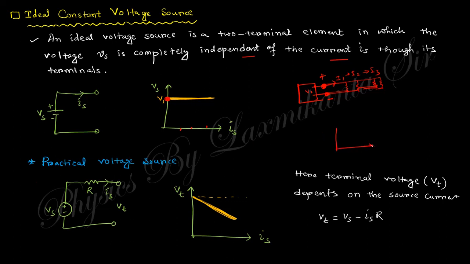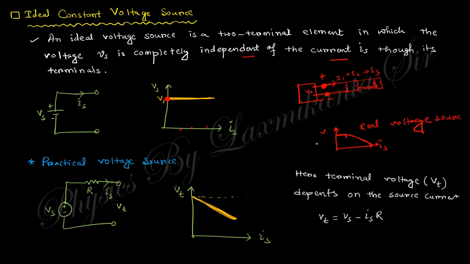The curve will be like that, I_s versus V_t. This will be constant at a certain level, but it will fall down after a certain time, at a certain load. So for a certain load this will be constant, no problem, but after increasing the load this will decay. This is the real voltage source.